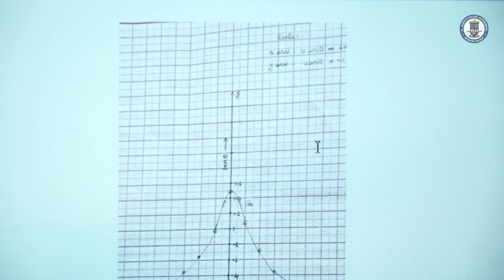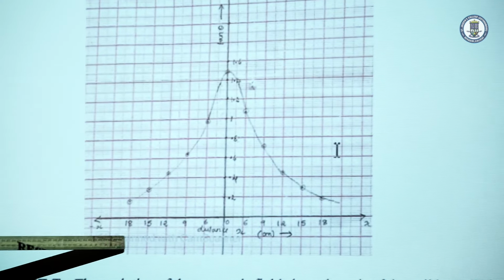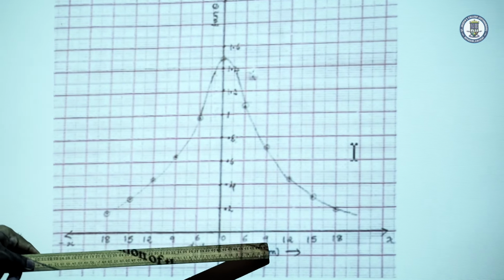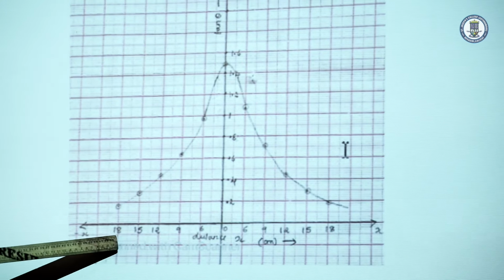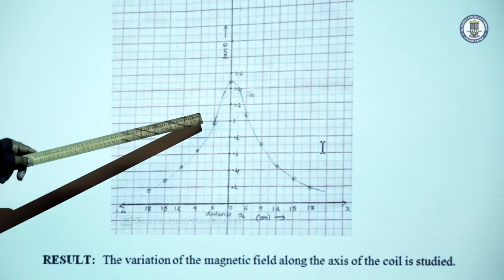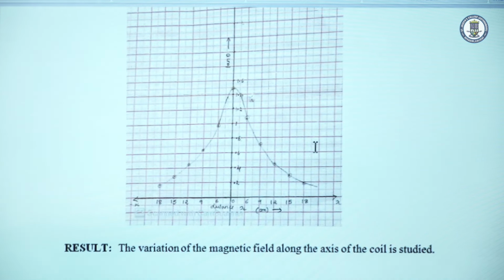Then we plotted a graph with the tan theta value along the y axis and the distance along the x axis. Here the distance on the eastern side is 6, 9, 12, 15, 18 centimeter. Similarly on the western side 6, 9 and so on, with the corresponding values of tan theta on the western side and eastern side. So a graph is plotted, and that is the study of the variation of magnetic field.